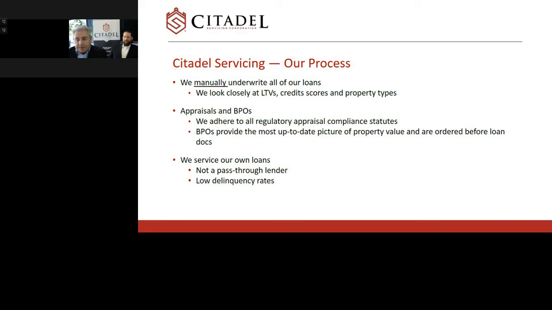Appraisals and BPOs. We adhere to all the regulatory appraisal and compliance statutes. As a matter of fact, for our mixed-use type properties, our property types north of 5 units, we have a specific commercial appraisal tab that will tell you exactly what kind of appraisal you should be ordering for your property type. It lays it out in great detail, so please refer to that and your account executive when you are going to order an appraisal that is not your standard issue URAR.